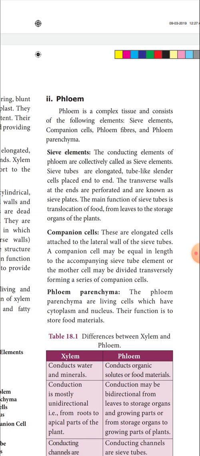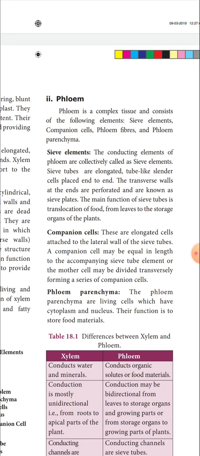Sieve tubes. Since the sieve tubes are placed one above the other, the food material from one tube is passed to the other tube, you know, children. That's why the ends of the tubes are perforated like a sieve, and it is called a sieve tube. And the transverse walls at the ends, perforated, are known as what? Sieve plate. The main function of the sieve tube is translocation of food from leaves to the storage organs of the plant.